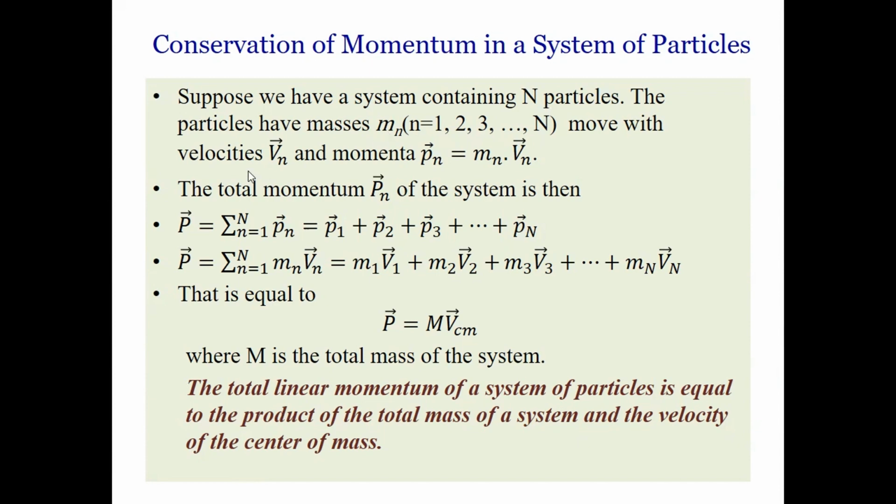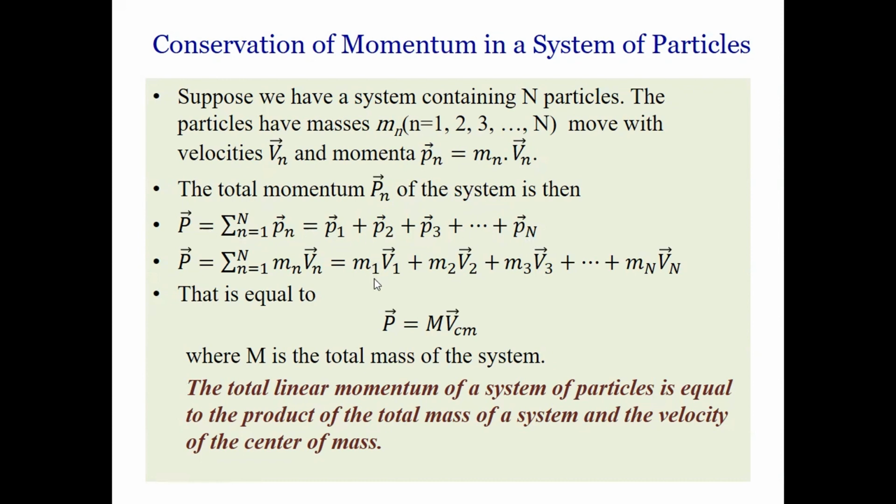They are moving with certain velocities. So the velocities are v1, v2, v3, vn. Therefore, the momentum of the nth particle is given as m_n into v_n. So we can write the total momentum of the system as the sum of the momentum vectors, p1 vector plus p2 vector plus p3 vector plus p4 vector and so on up till pn vector. So this is the total momentum.